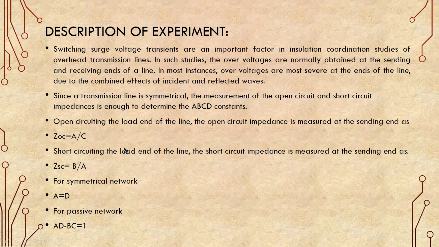To calculate the ABCD constants, we have to perform the open circuit test and short circuit test. From the open circuit test we get the open circuit impedance, and from the short circuit test we get the short circuit impedance. We can also get A, B, C, D directly by using the sending end voltage, receiving end voltage, sending end current and receiving end current. By using these 4 parameters, we can get the ABCD parameters.